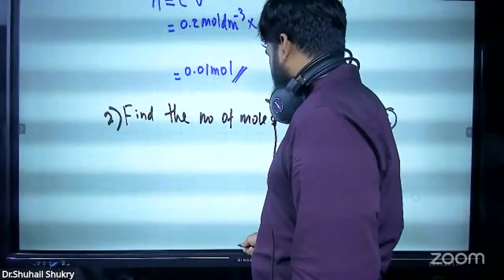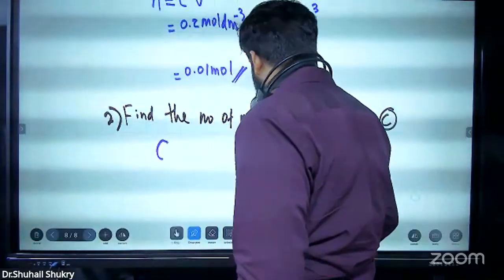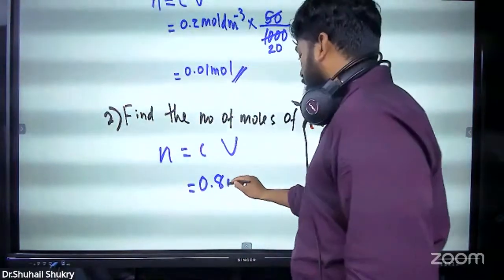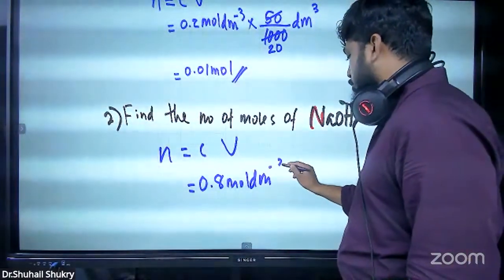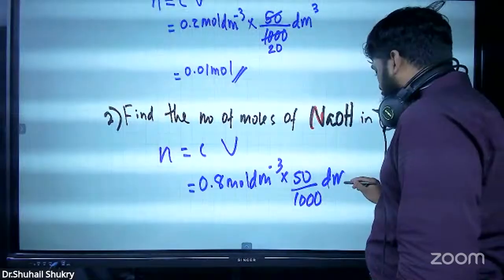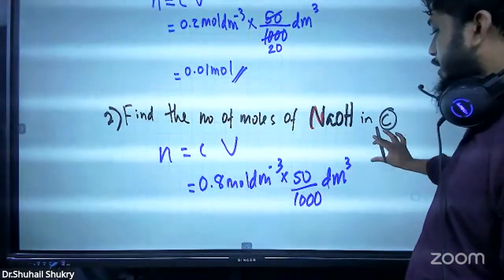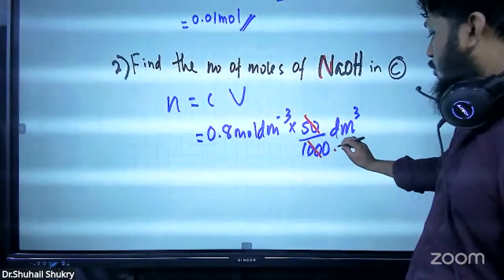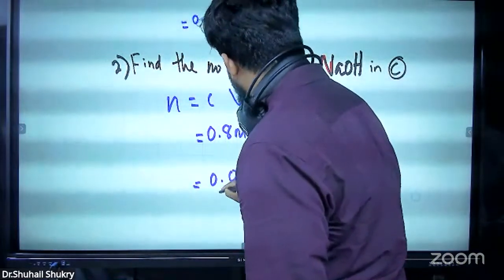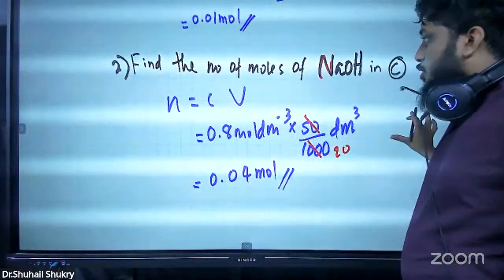What is the formula for that? n equals CV. Same thing. Here concentration we know 0.8 mol dm⁻³. Volume is the same, 50, so volume I will put 50 over 1000 to convert to dm³. I am doing this quickly because we already know these things. These are not new things. Everyone okay with this? If I simplify this, again I will get 20 here. 0.8 divided by 20, I will get the answer as 0.04 mol. So this is okay.